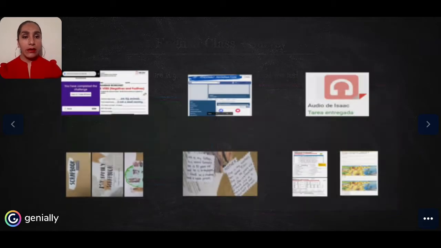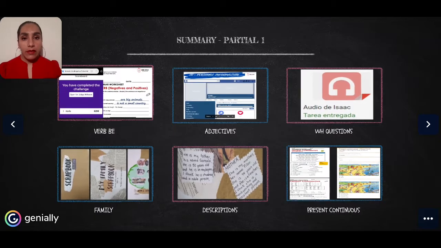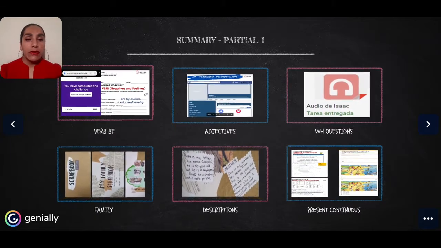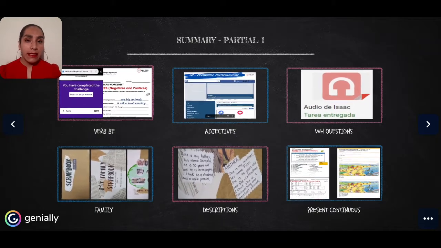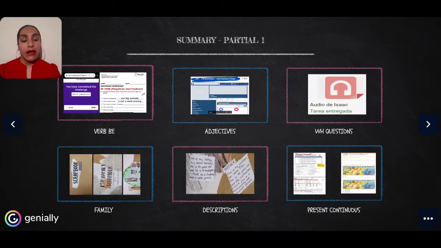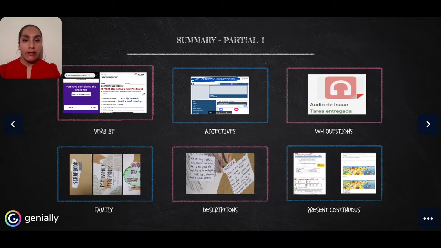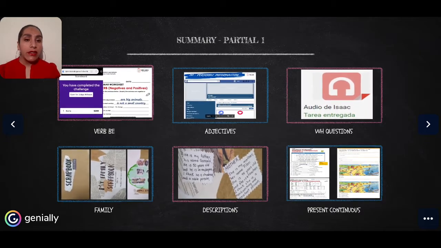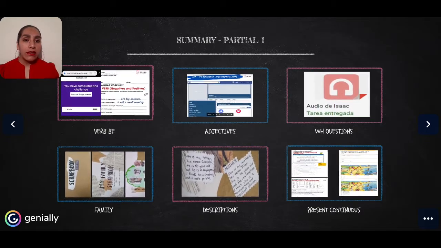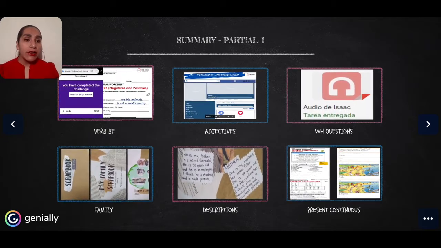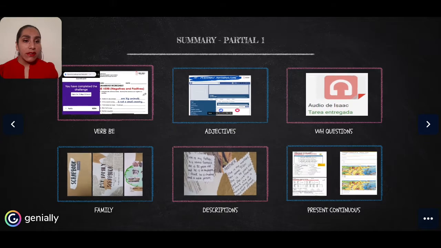Okay, and this is the summary of the partial number 1. In the previous weeks, we have covered all these activities. We checked the verb be with the Kahoot game, with a worksheet about the different structures. Then you checked some adjectives when you describe yourselves in this Facebook profile. Then you check the WH questions by means of a conversation.